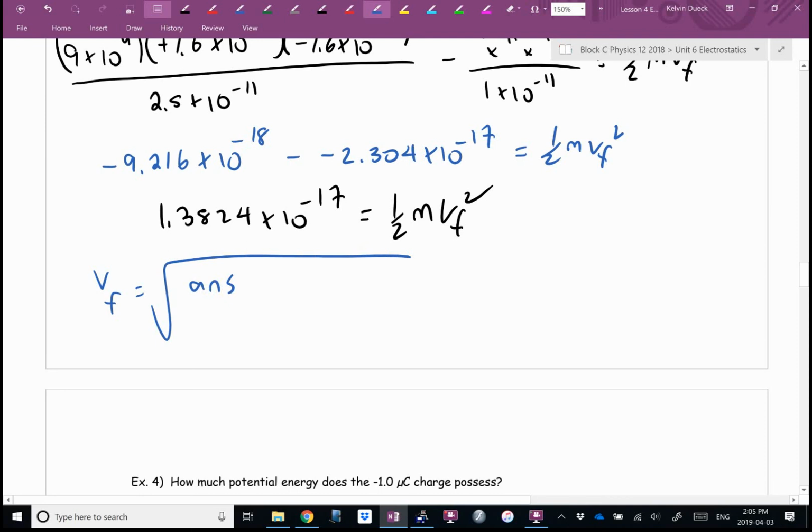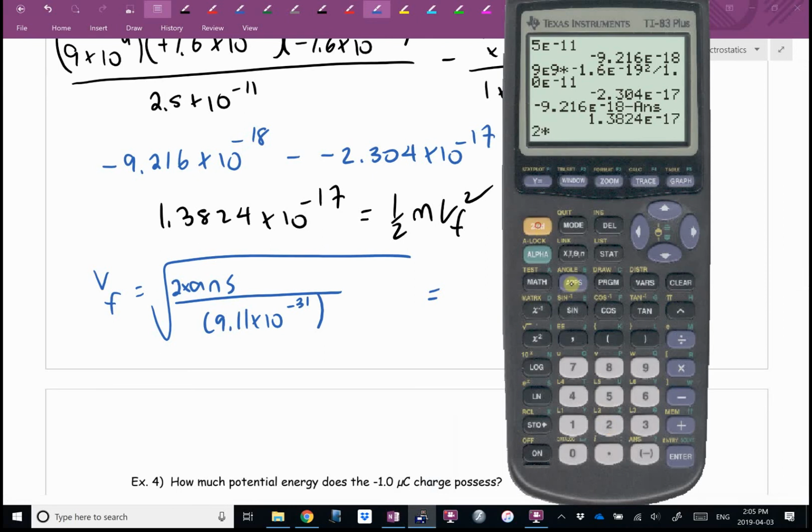I was actually lazy enough to write ans. 1.3824, that, divided by 2 times 9... No, times 2, Mr. Dueck. Or divided by 0.5. 9.11 times 10. You said negative 31, Ben? Yeah. 2 times answer button divided by 9.11 times 10 to negative 31, and holy smokes, that's faster than light. Oh, I forgot the square root. And that's something kids have done in the past. They're giving me an answer. Speed of light's 3 times 10 to the 8th. Please don't be telling me the electrons or protons are traveling faster than that.